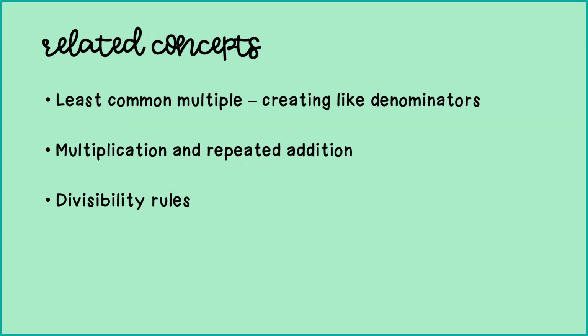Related concepts here: creating like denominators to add fractions together, for example. It's also related to multiplication and repeated addition. So if you're thinking about counting by 10s, then you're kind of thinking about 10 times 1, 10 times 2, 10 times 3, etc. And it's also related to divisibility rules, which I'll talk about at the end.